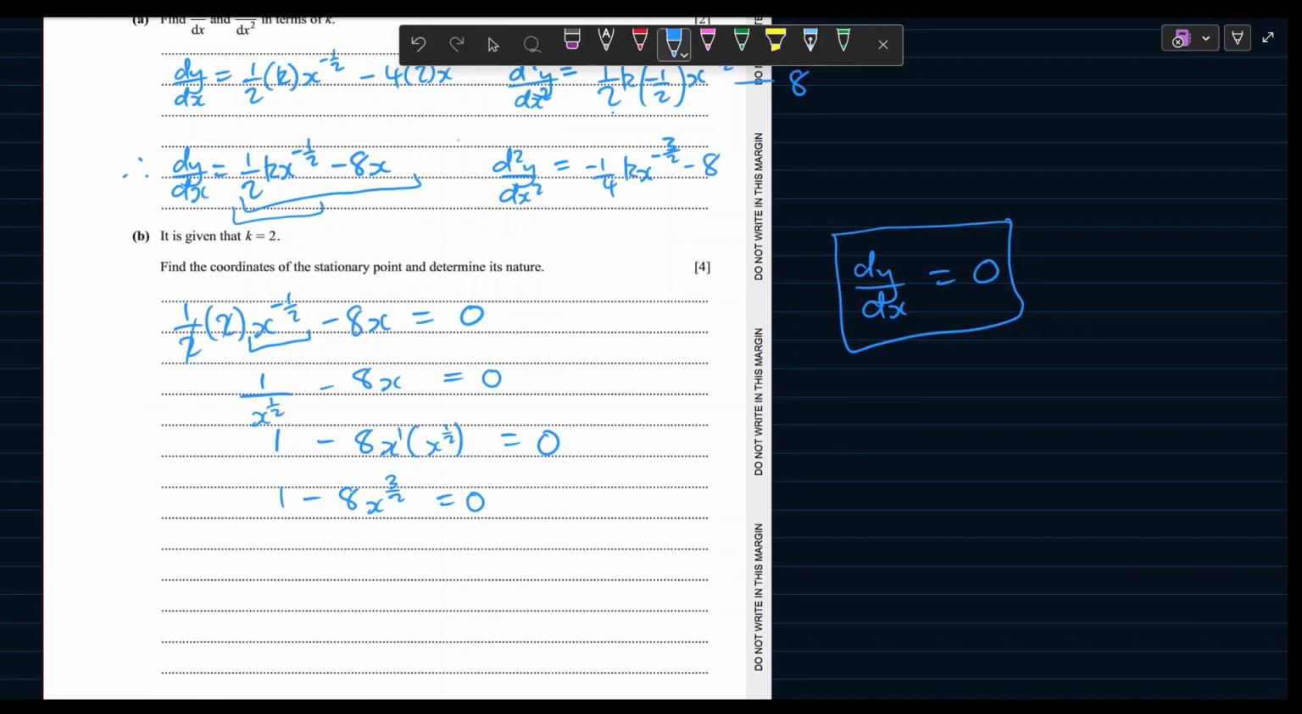And so let's solve for x now. This is 8x to the 3 over 2 is equal to 1. So x to the 3 over 2 is equal to 1 over 8. Raise both sides to the power 2/3 so that this cancels out.